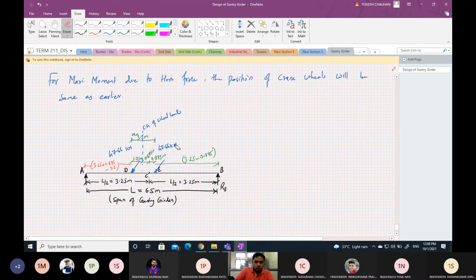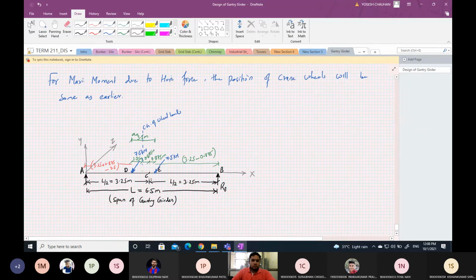This is 7.5 kilonewton. Note that now we are in Z. This is the horizontal plane, this is the vertical, and this is X, this is Y, and this is Z.